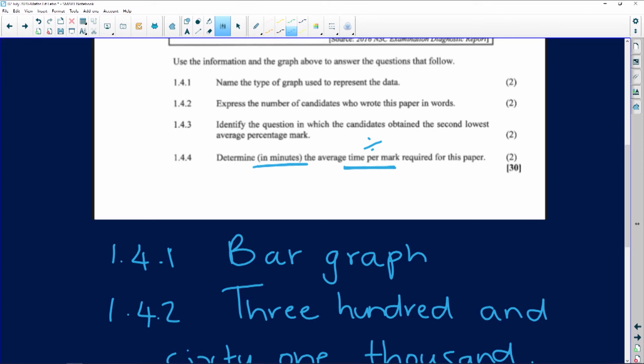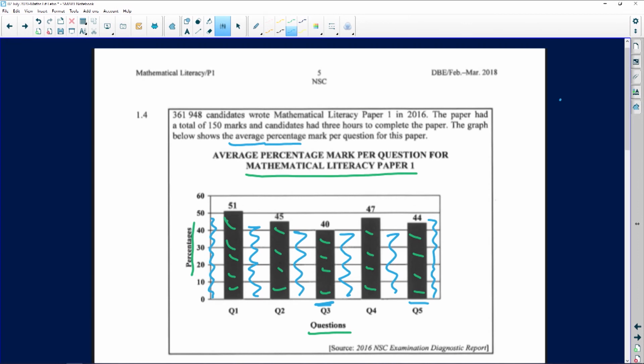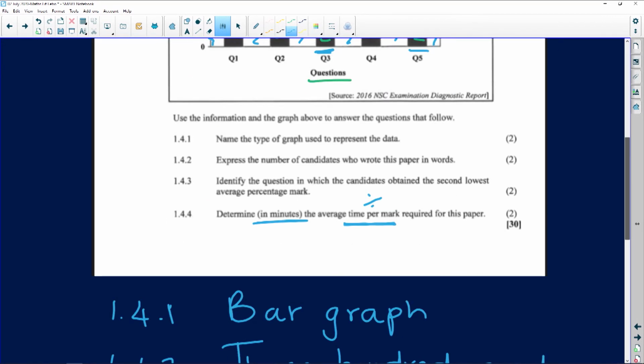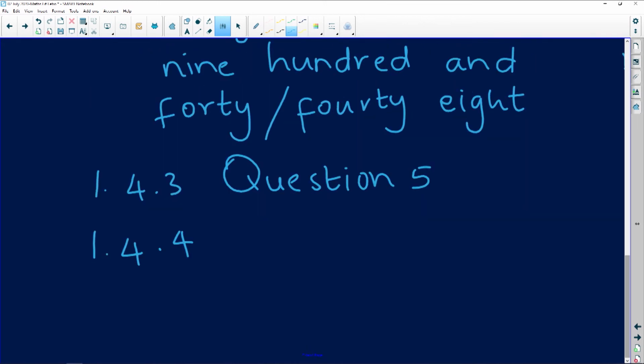So let's go see the time that is required for this paper. Average time is 3 hours, but we want this 3 hours to be in minutes. How do you convert hours to minutes? So you say 3 hours, and then you say how many minutes do you have in 1 hour? You multiply that by 60 minutes because you have 60 minutes in 1 hour. From the top of my head, that would be 6, 12, 18, 180 minutes. You can go and just check it with your calculator.